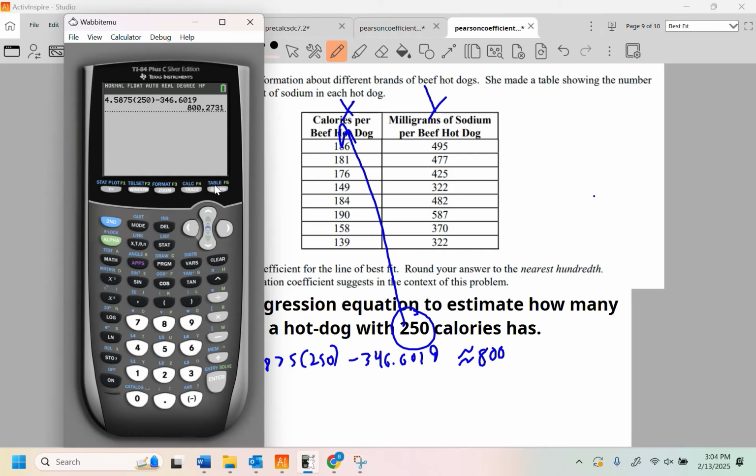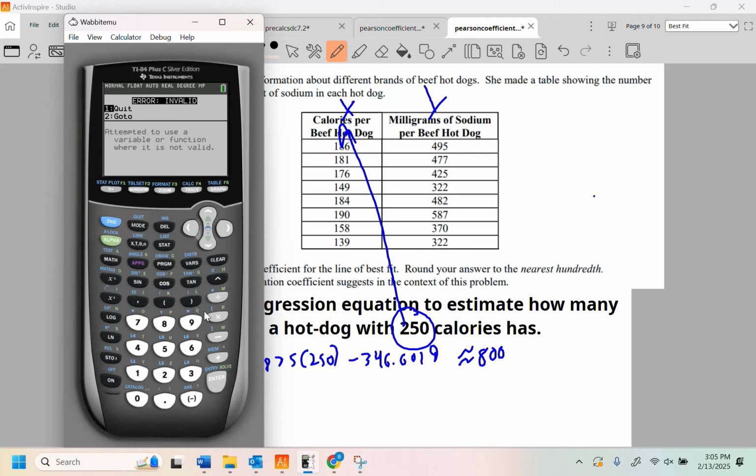Let me go back to my window here. The calculator has a lot of cool features, like you can actually plug a number into a graph if you have it. So second trace value, X was 250, but I'm doing this so you see it's not going to work. I'm going to press enter.